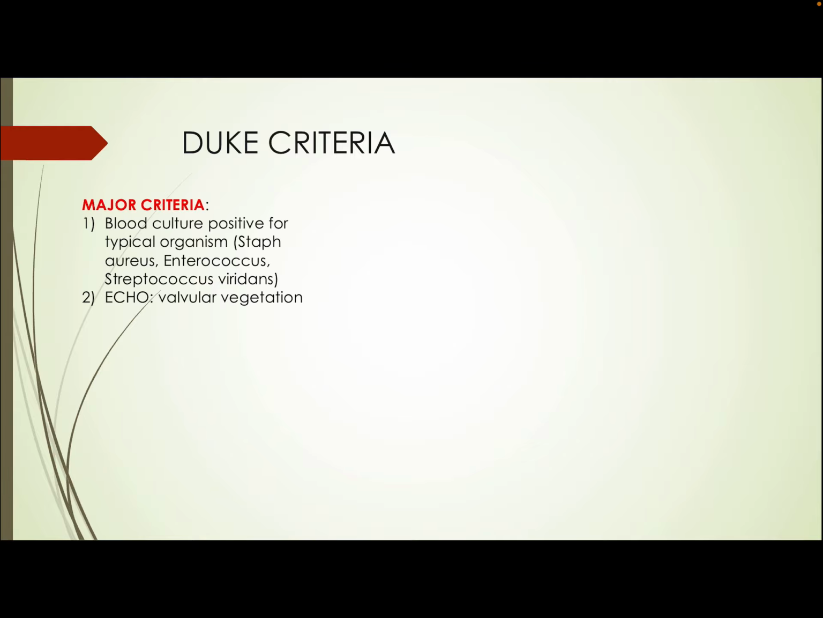Now, this is the criteria that we use for infective endocarditis. That's really important, it is the Duke criteria. So here we have major criteria and minor criteria, and depending on the number of each present, we can say if the possibility for infective endocarditis is high or not. So the major criteria includes blood culture that is positive for a typical organism, that is Staph aureus, Enterococcus or Streptococcus viridans. These are the top 3 organisms that cause infective endocarditis. The second is the presence of valvular vegetation on an echo.